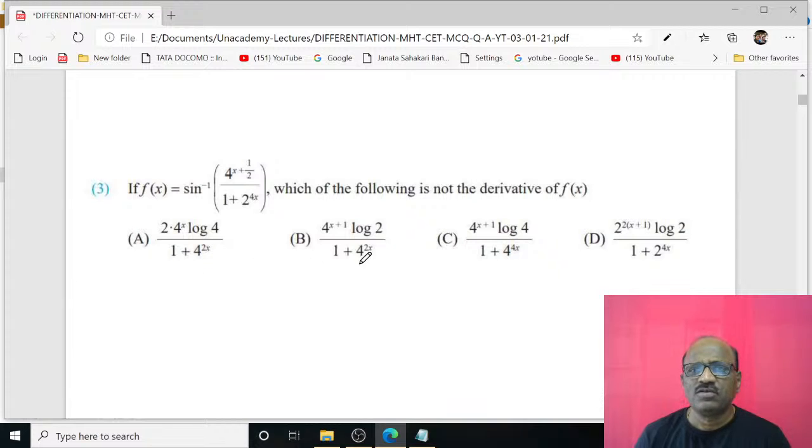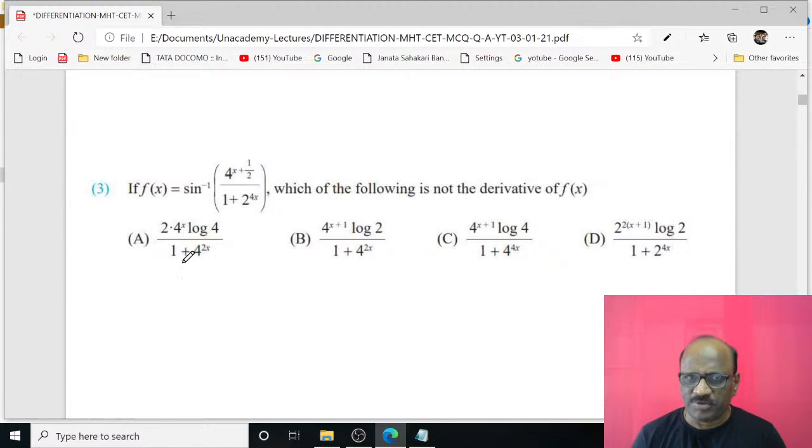Yes, okay. 1 plus 4 raised to 2x is here. And what about here? 1 plus 4 raised to 4x. Okay, this is a different one. And what is here? 1 plus 2 raised to 4x. Now this 2 raised to 4x can be written as 1 plus (2 raised to 2) in brackets raised to 2x. Then you will get 1 plus 4 raised to 4x.